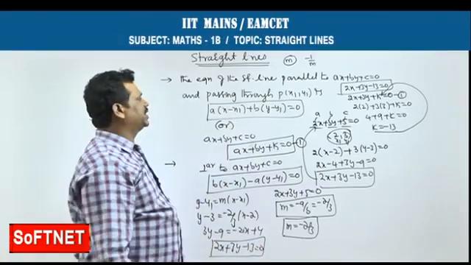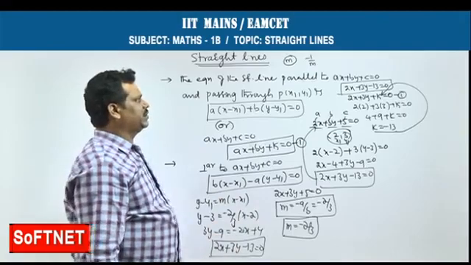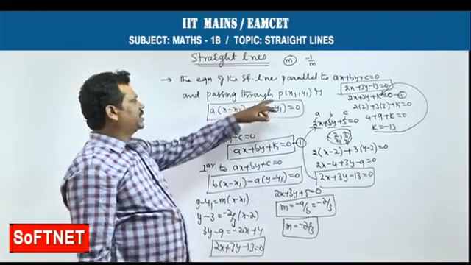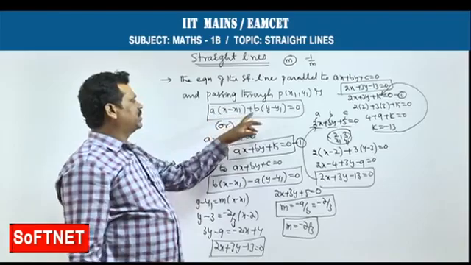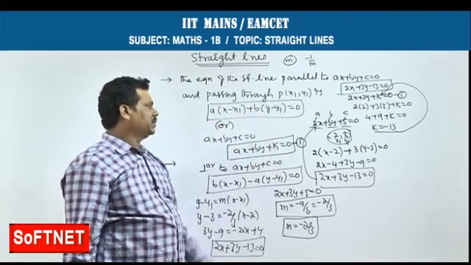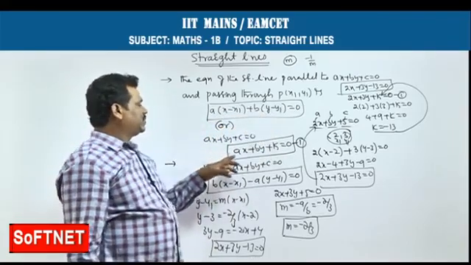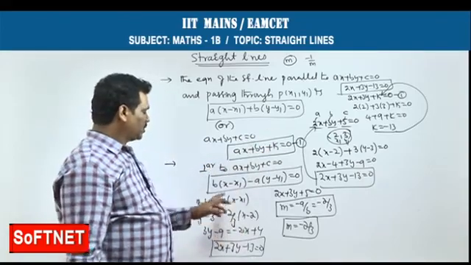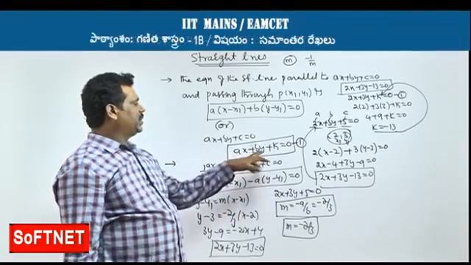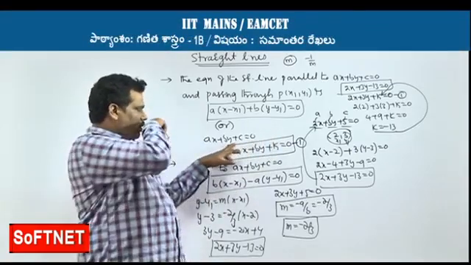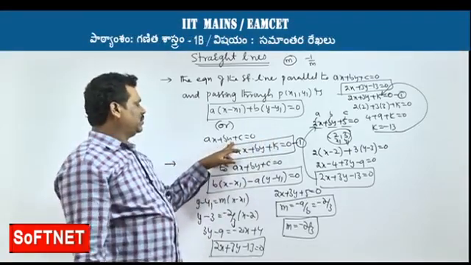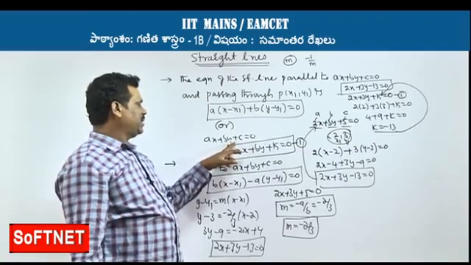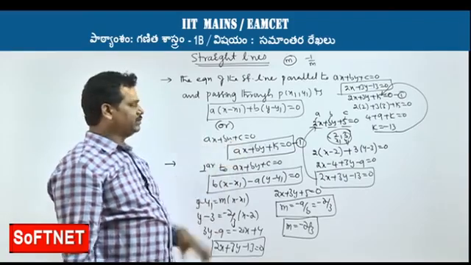The equation of the straight line parallel to ax plus by plus c equal to 0 and passing through x1, y1 is a into x minus x1 plus b into y minus y1 equal to 0. Or the parallel equation is of the form ax plus by plus k equal to 0. And our last procedure is we have to find the slope of this line. If the slope is m, the parallel slope is also m and the perpendicular slope is minus 1 by m.